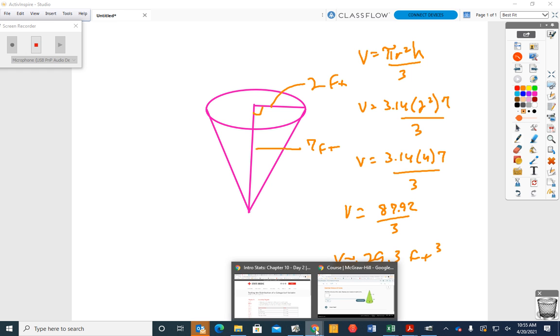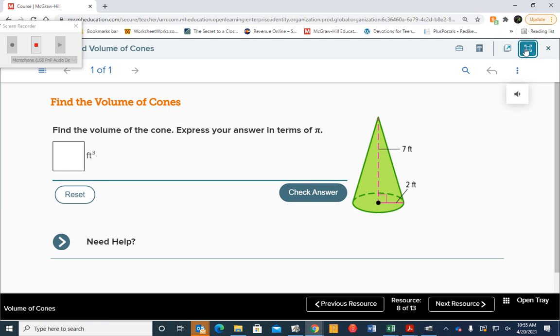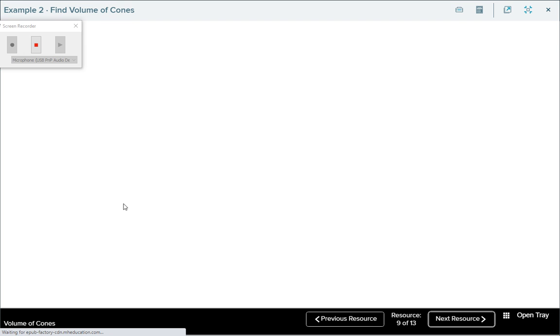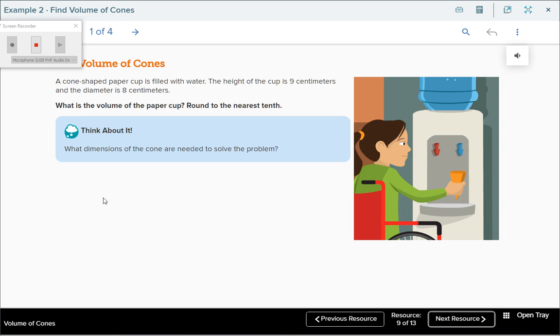All right, the next thing we're going to talk about is what is different when I have a situation like this? A cone-shaped paper cup is filled with water. The height of the cup is 9 centimeters and the diameter is 8. What's the difference in this one? There's a diameter. All that's different is we've been given a diameter. So if we've been given a diameter, what do we need to do with that? Divide it by 2 so that we can make that diameter into a radius.